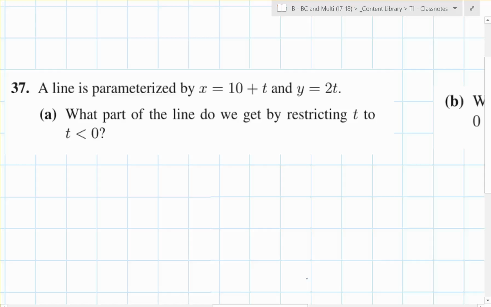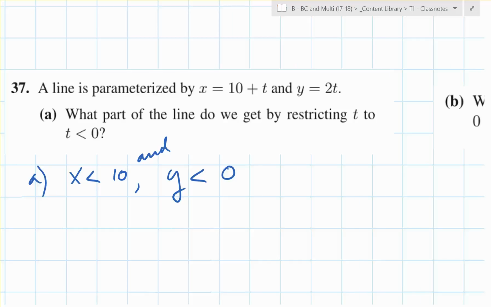So if t is less than 0, x is going to be less than what? x has to be less than 10, and y is going to be less than what? 0. That's all it's asking for right there for A. It's just asking what part of the line. You're getting the part of the line where x is less than 10 and y is less than 0. So you could graph this line and then delete everything to the left and below. That's it. That's all it's asking.